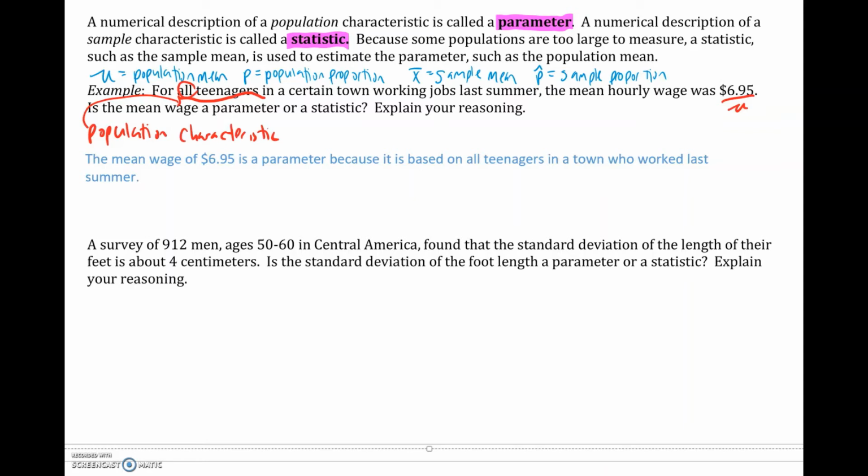So if we look at the next example: a survey of 912 men ages 50 to 60 in Central America found that the standard deviation of the length of their feet is about 4 centimeters. Is that standard deviation a parameter or a statistic? Remember what I was saying before, we're looking for "all" to represent population. Otherwise, if it's just a selection of them, then it's going to be a sample, which is a statistic. So key things to look for: if we're doing a survey, unless it says we surveyed all, it's most likely going to be a sample.